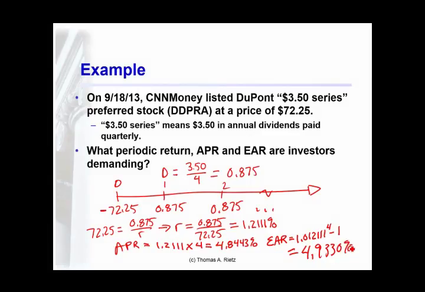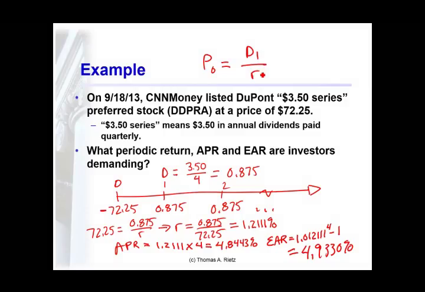The basic relationship, price today equals next period's dividend over R. Of course it doesn't really matter which dividend because they're constant. It is a very simple relationship between 3 variables: price today, dividend, and return. Given any 2, you should be able to figure out the third.